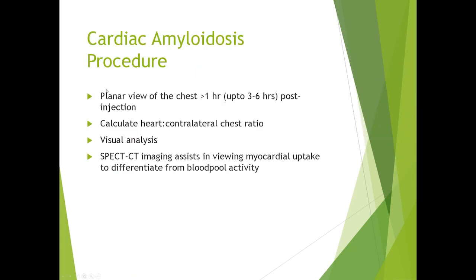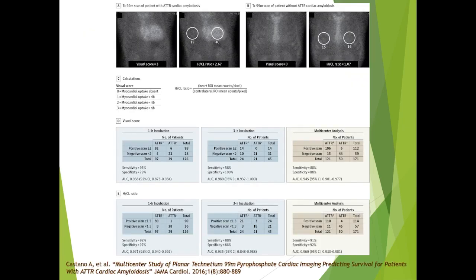So what do we do? We do planar view of the chest up to 1 hour, and you can probably do it up to 3 to 6 hours post-injection. You want to calculate the heart to contralateral chest ratio. You do a visual analysis and assessment of what you see. And if you do have capability of SPECT CT, it may be helpful in looking at myocardial uptake, because sometimes it may be difficult to differentiate between myocardial uptake versus just blood pool activity that's still sitting in the heart, because of course many of these patients are in heart failure.